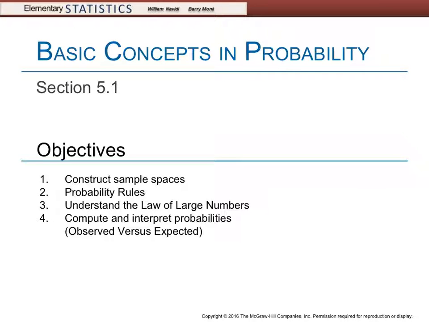So we begin our process of looking at chapter 5, and we're going to be learning probability. In this chapter, in section 5.1, we're going to construct sample spaces and know the probability rules, understand the law of large numbers, and interpret probabilities, the observed probability versus the expected probability.